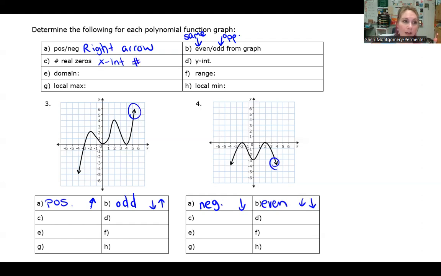So looking at my graph, I am looking at where my graph touches or crosses the x-axis. So how many times does that happen on the third graph? 3 times. So the number of real zeros is 3. Look at the fourth one. What do you think that is? You agree with Vincent? Yep, it is just 2. Right here and right here, it is just 2.